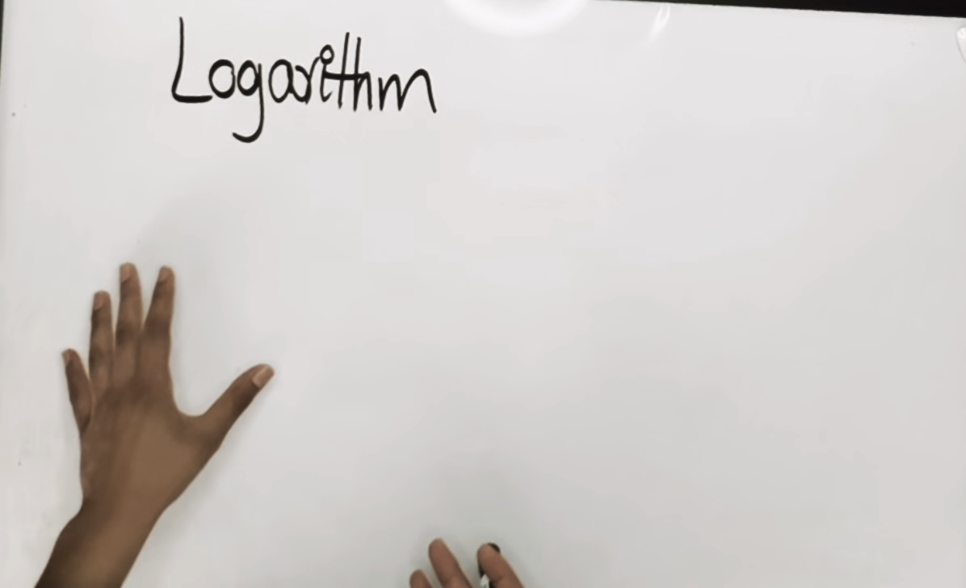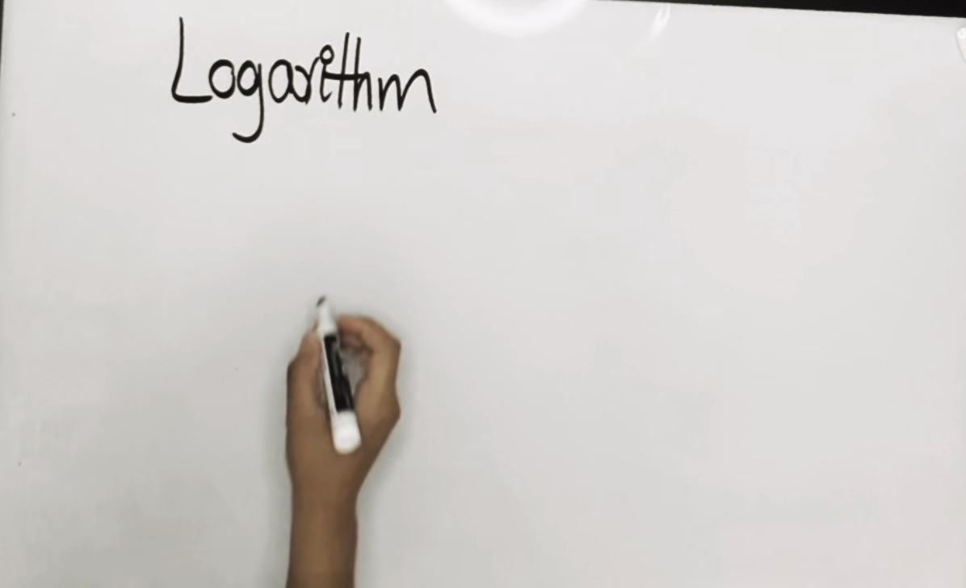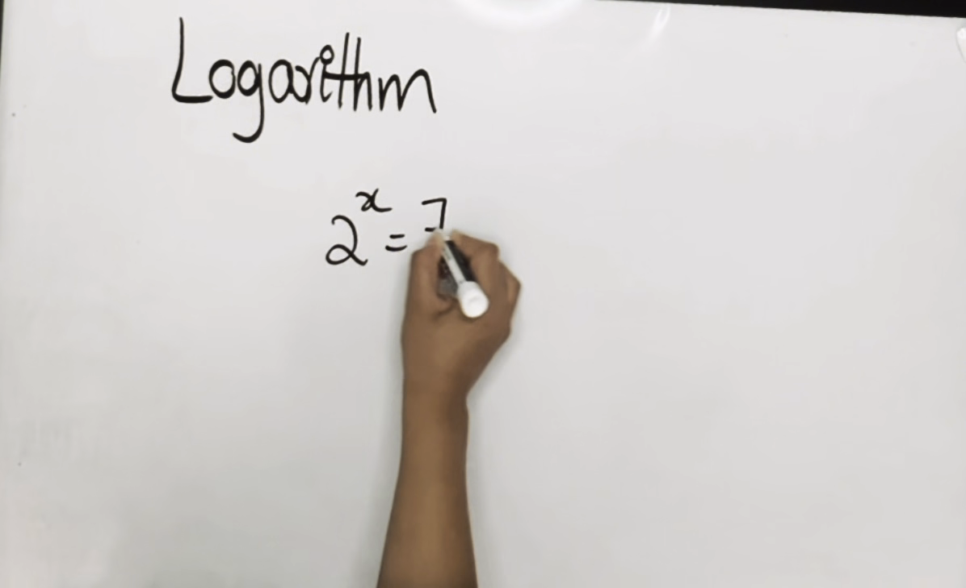In this video, we're going to talk about logarithms. Before we start, I just want to say why we actually use them. The reason is that sometimes we can have some weird stuff going on in powers. For example, let's say we have 2 to the power of x equals 7.